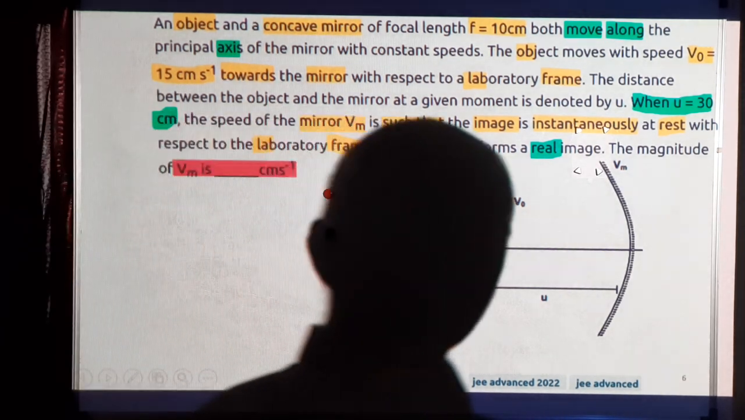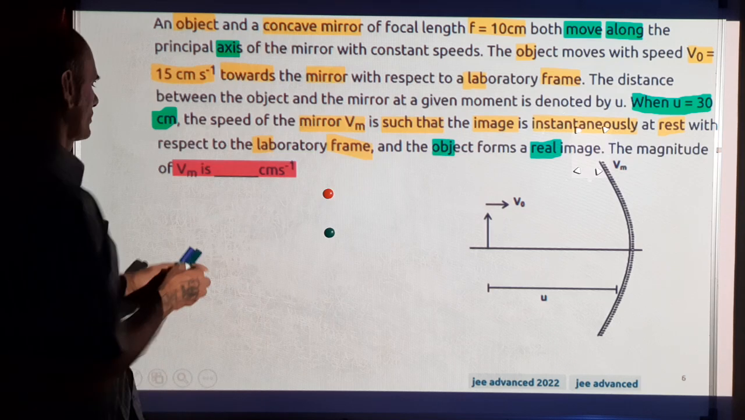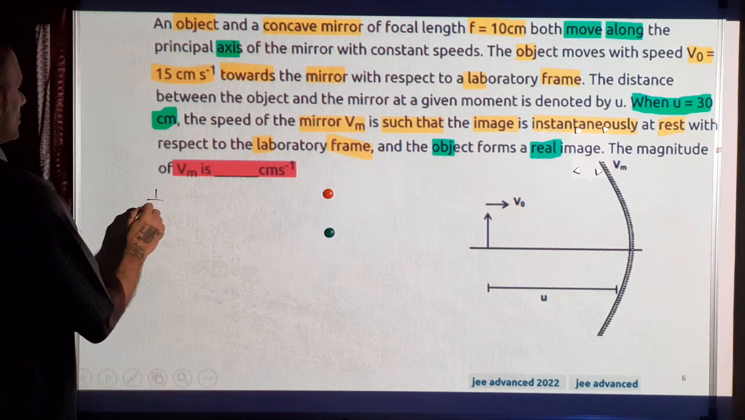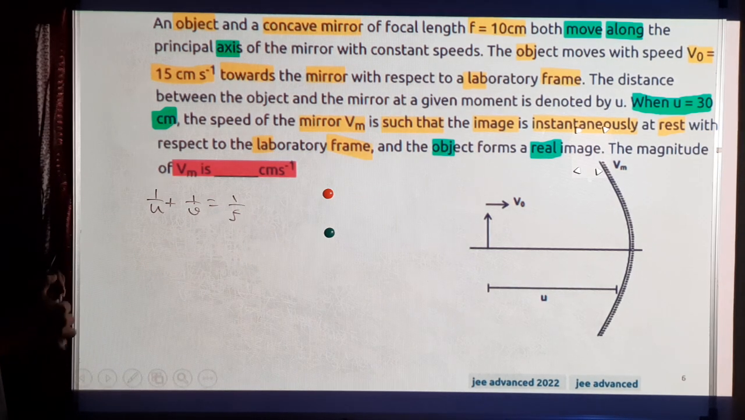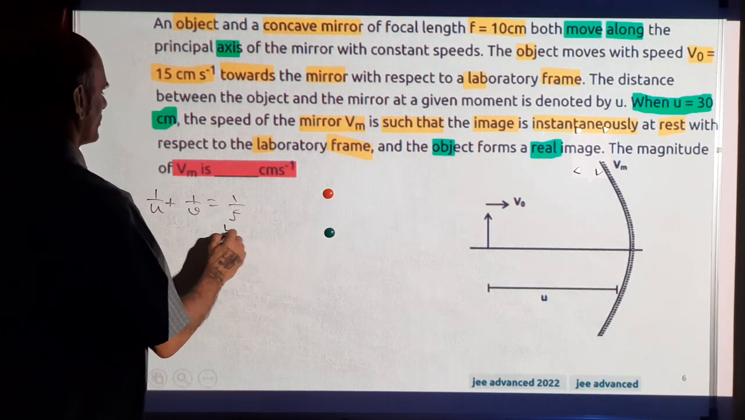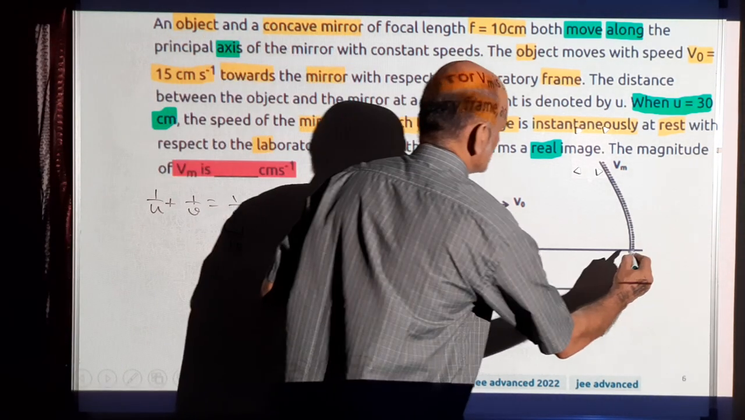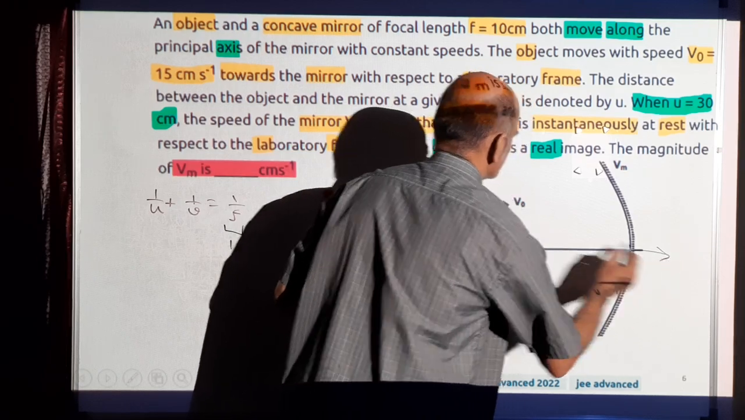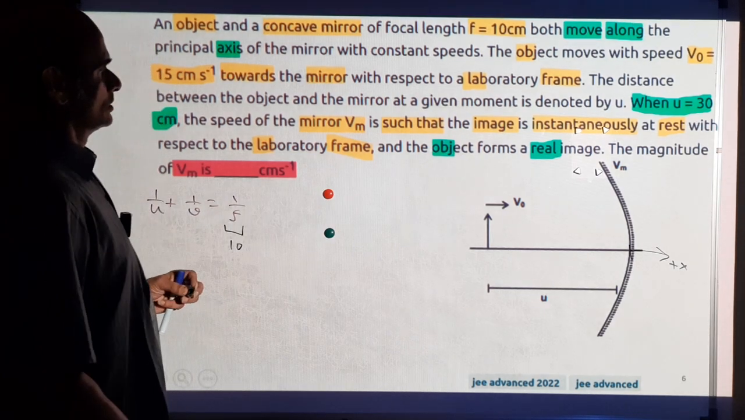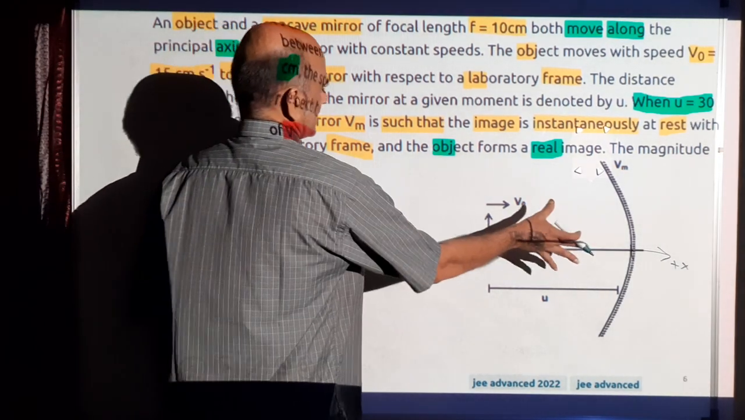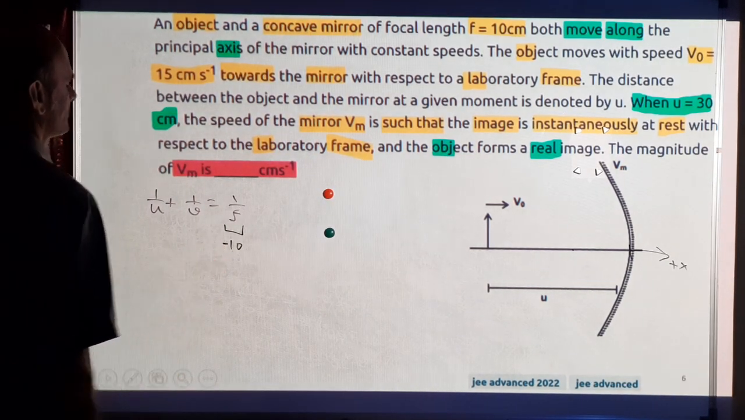So when u is 30, we can find v by using the mirror formula, 1 by u plus 1 by v equal to 1 by f. Focal length is 10 cm, but we have to put the sign. For a concave mirror, the convention is this is the origin, and the direction of the incident light, which is towards right, is positive x direction. If we send a parallel beam, the focal point will be here. So the focal length is negative, so it should be minus 10.